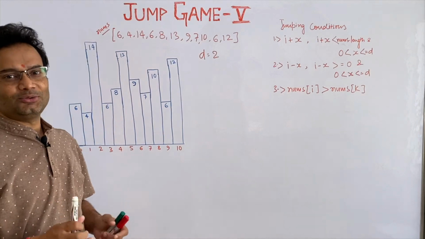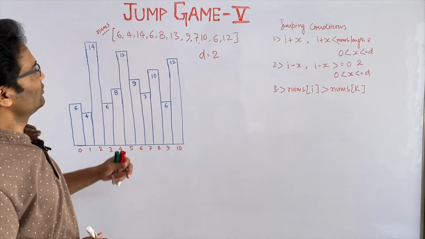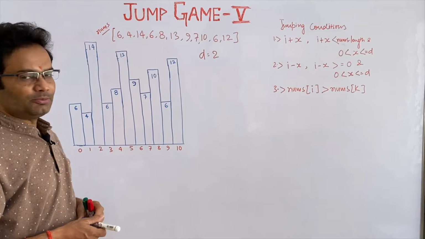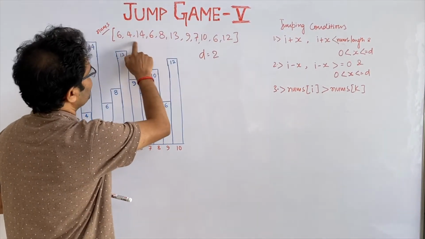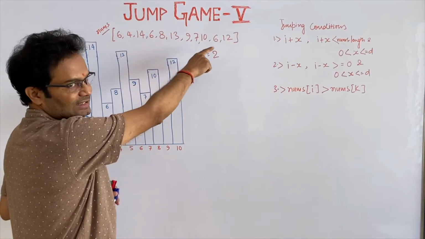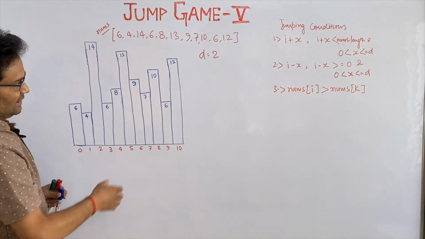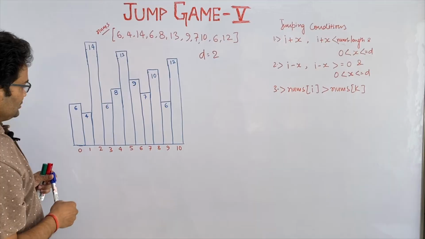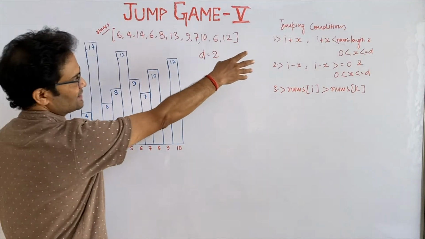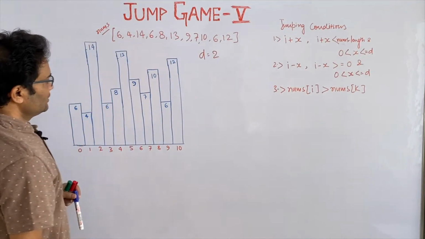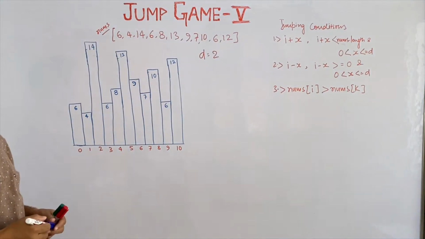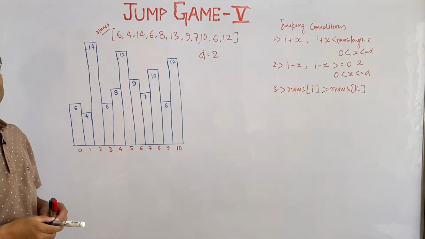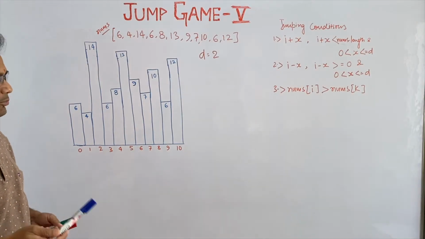So in this video, we are going to look at one more interesting algorithm on the jump game. The problem statement is that you have been given one array: 6, 14, 6, 4, 14, 6, 8, and so on. I have arranged that, and you have to jump keeping the conditions in mind. This d value I will explain: it is the maximum number of jumps you can do in one shot, and you have to return the maximum.